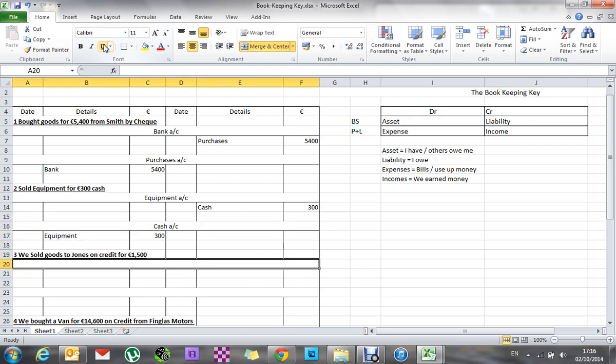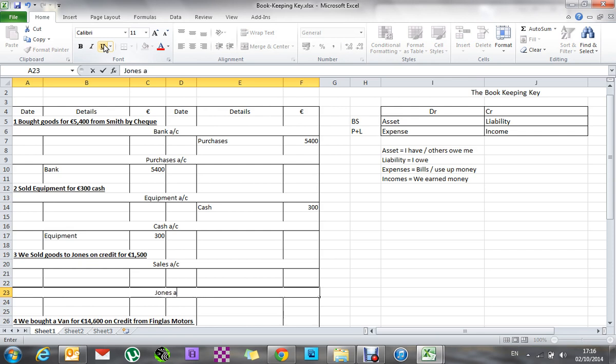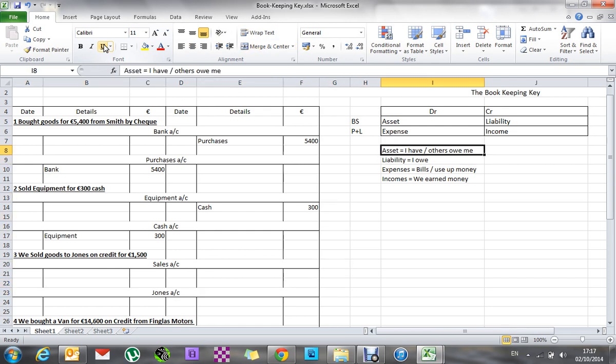So, third one, we sold goods to Jones on credit for 1,500. So we sold, and these are goods that we sell on a regular basis, so that's sales. Okay, and then the other account, now, we haven't been paid for it, so somebody owes us money, and the name of the person is Jones. If I didn't have that person's name, I might just call it debtors, which is somebody who owes us money. Okay, so sticking with Jones, he's a debtor. So debtor people owe me money. And up here I said an asset is something I have, or others owe me. So Jones is that, he's an asset.